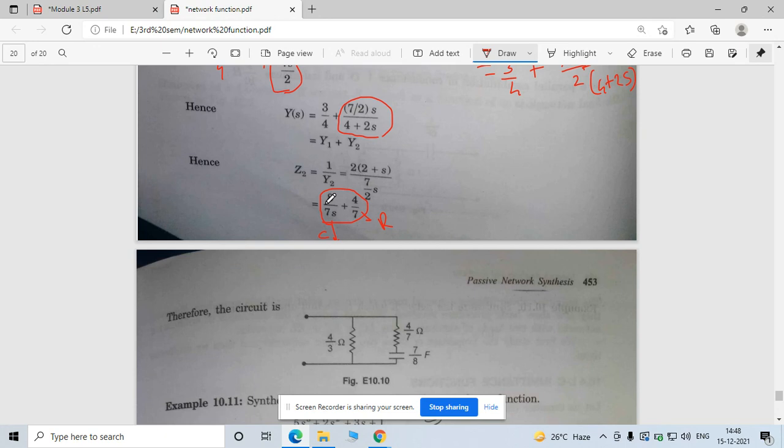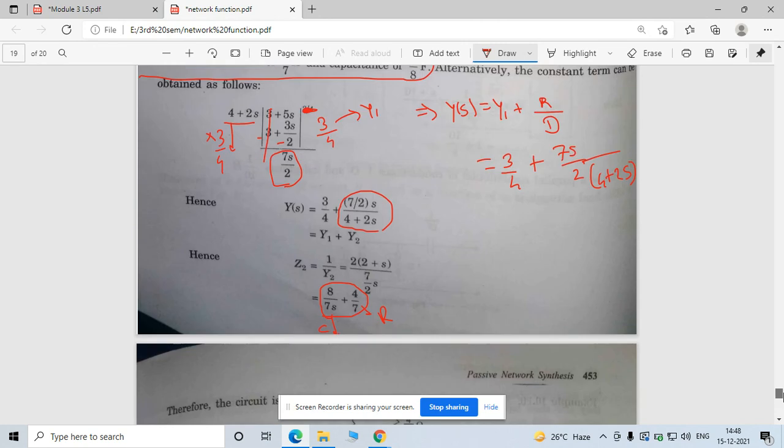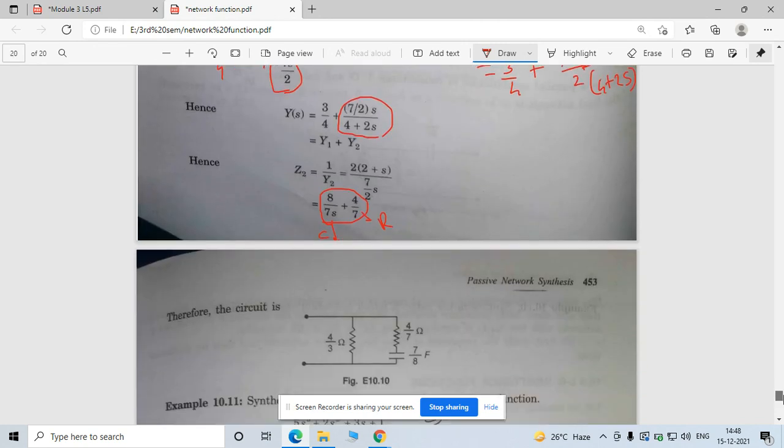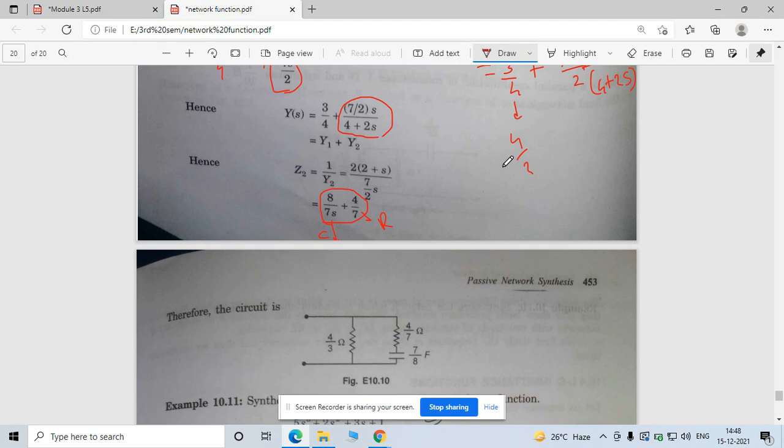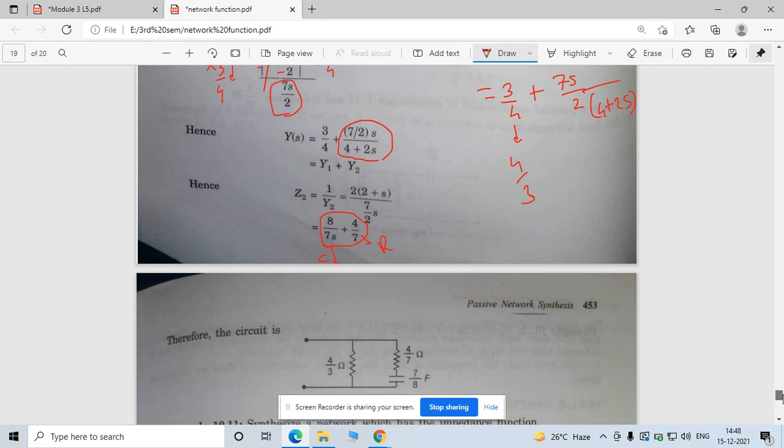From this you can easily find out the C. So that's why this is a series combination of R and C, and the whole circuit is connected in parallel, right? Because you are finding the admittance function. So for this circuit, what is the Z1? Z1 is nothing but 4 by 3 ohm here. So 4 by 3 ohm is connected, right? You have to find out Z1 from this. Now you need to find out the admittance function.